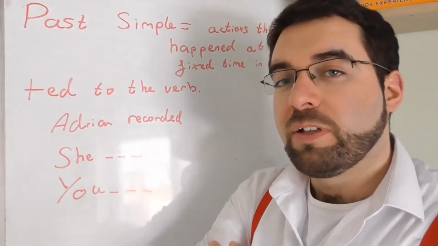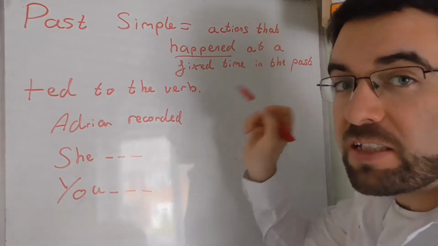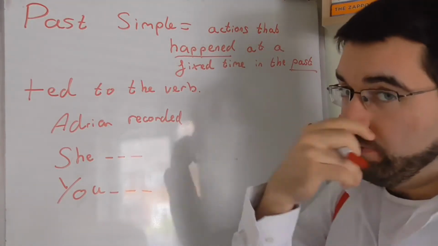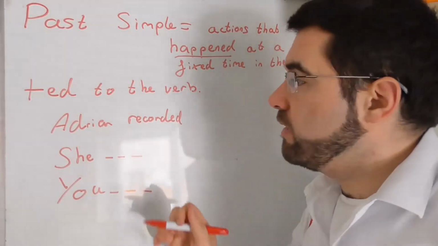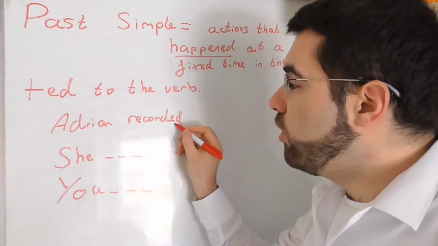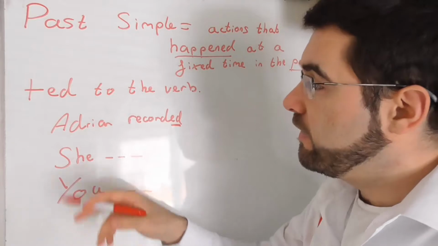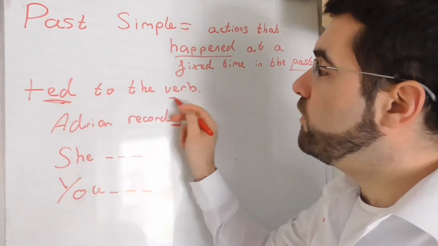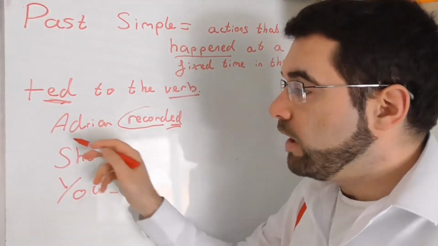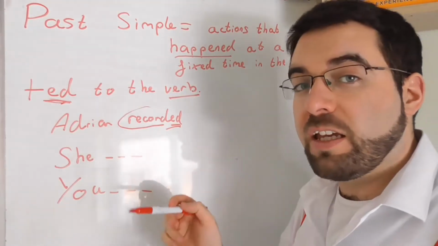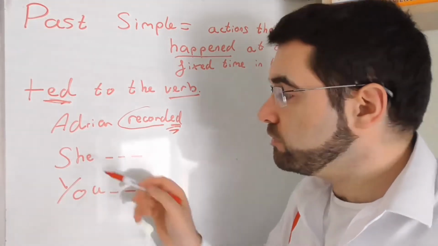So the past simple is actions that happened at a fixed time in the past. So things that happened at a time in the past. So for example, Adrian recorded the video on Saturday. We add ed to the verb. So recorded, record, recorded. Adrian recorded the video on Saturday.